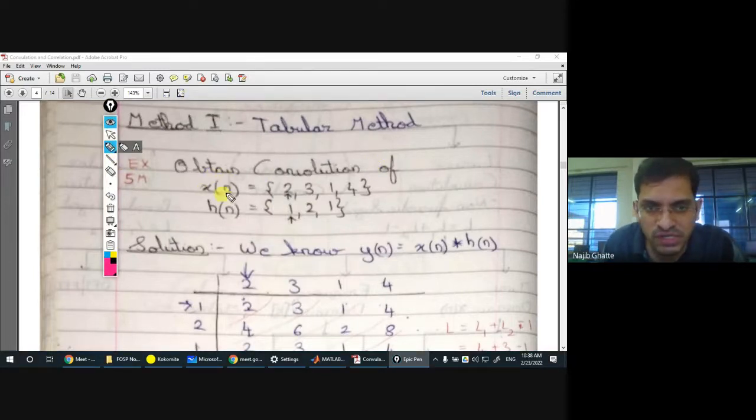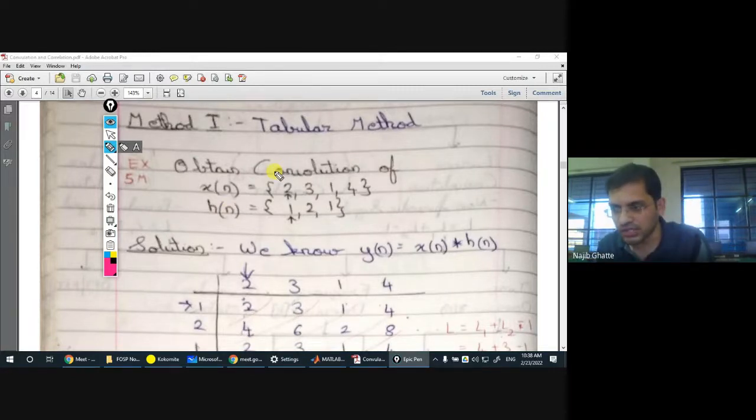This is my first signal, x of n. This is my second signal, h of n. Why do I say such a thing? Because convolution is a binary operation. In case of convolution, I require two signals, like 3 multiplied by 2, 3 plus 2.